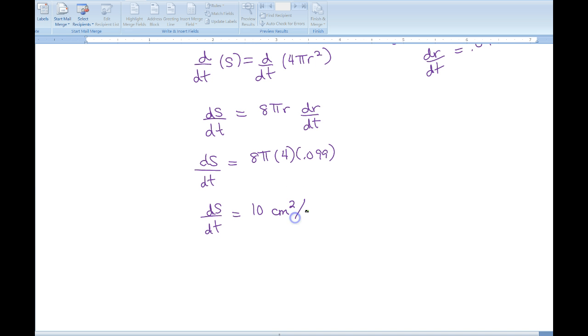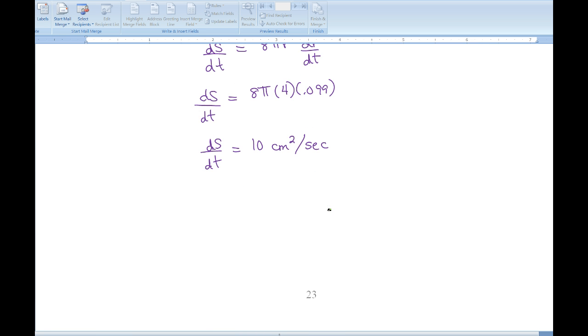So the surface area is changing at 10 square centimeters per second. That was kind of messy. On the test, would you accept 9.95? Yeah, because if you use 0.099, then that's okay.